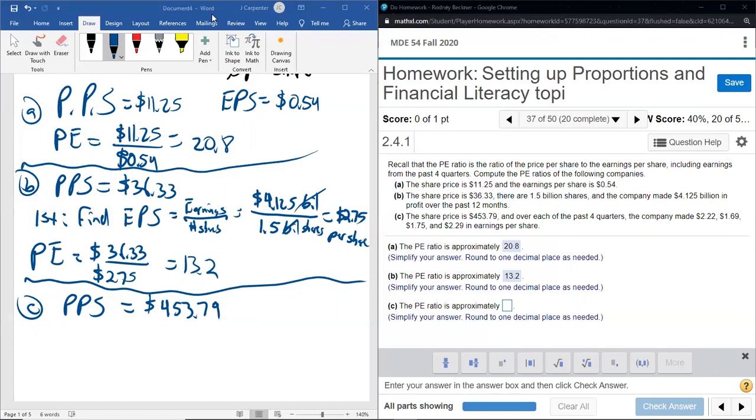All right, so there was our price per share. The other thing we need is the earnings per share. Now, they do give us earnings per share, kind of. But you have to be very careful. They gave us 4 of them. Which one do we use? Because we only divide by 1 of them.